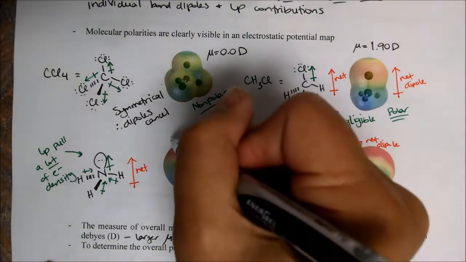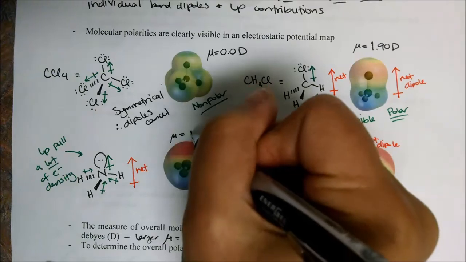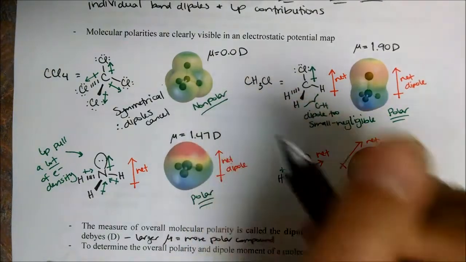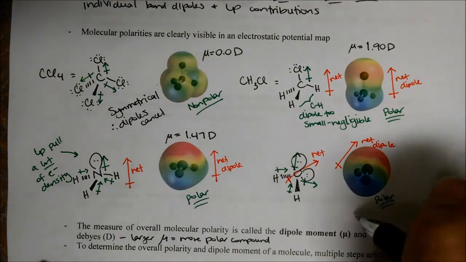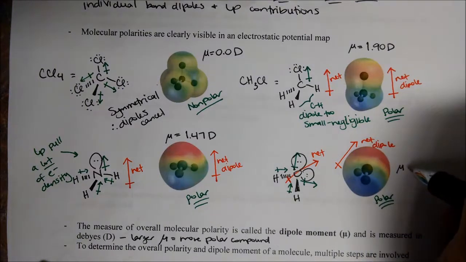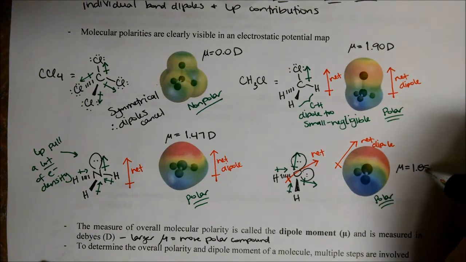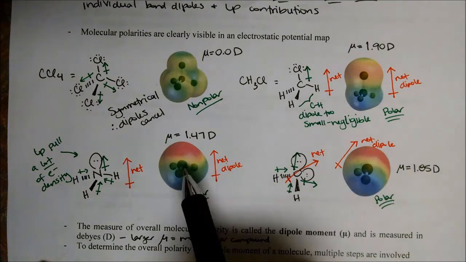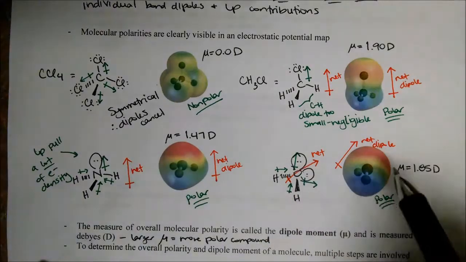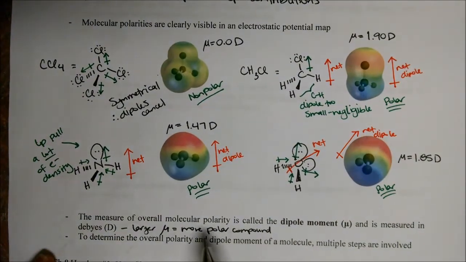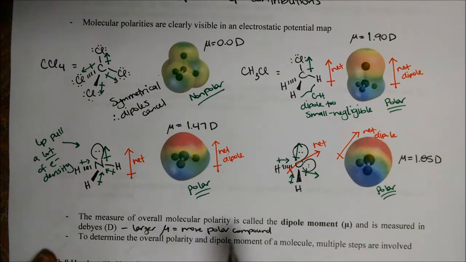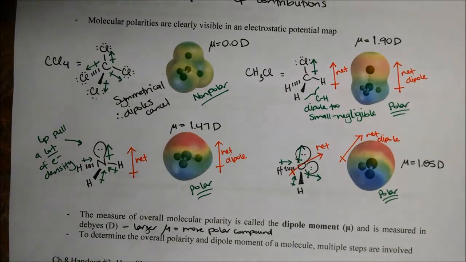Ammonia has a mu of 1.47 debyes. Again, it's definitely polar, with the electron density being pulled towards that lone pair. And same with water. Water has a mu of 1.85 debyes. So it's a little bit more than nitrogen because we've got two lone pairs. So we can actually measure the strength, or the magnitude, of the polarity of the molecule, and it's given in debyes and called the dipole moment of the molecule.